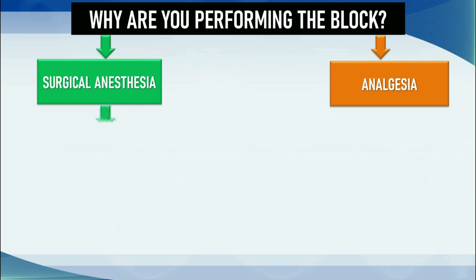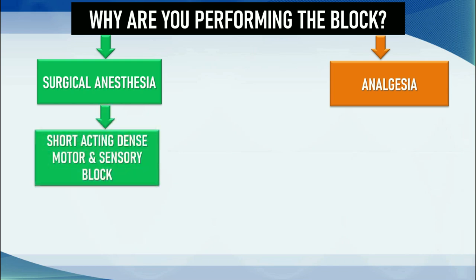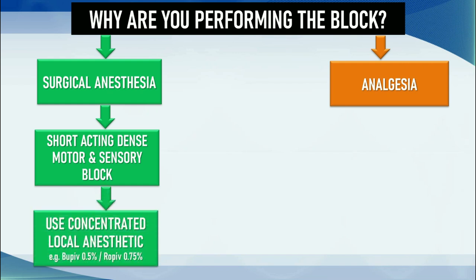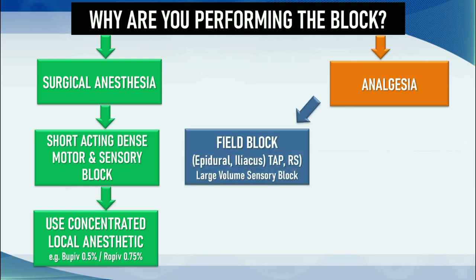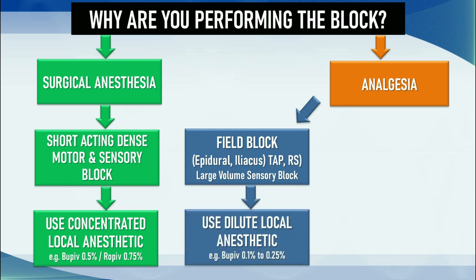If it's for surgical anesthesia, you need a short-acting, dense motor and sensory block. So you're going to use concentrated local anesthetic. If it's very short-acting, 2% lidocaine, and for intermediate-acting, 0.5% bupivacaine or ropivacaine 0.75. For analgesia, if you're performing a field block, an epidural, an iliacus block, a tap block, or a rectus sheath block, then a large volume sensory block is required. We're going to use dilute local anesthesia, such as 0.1% bupivacaine up to 0.25% bupivacaine or levobupivacaine.